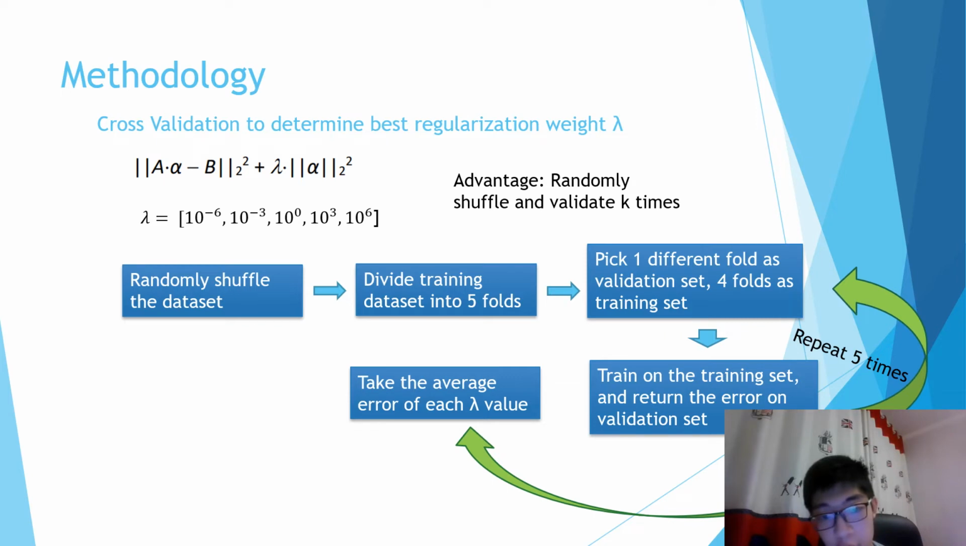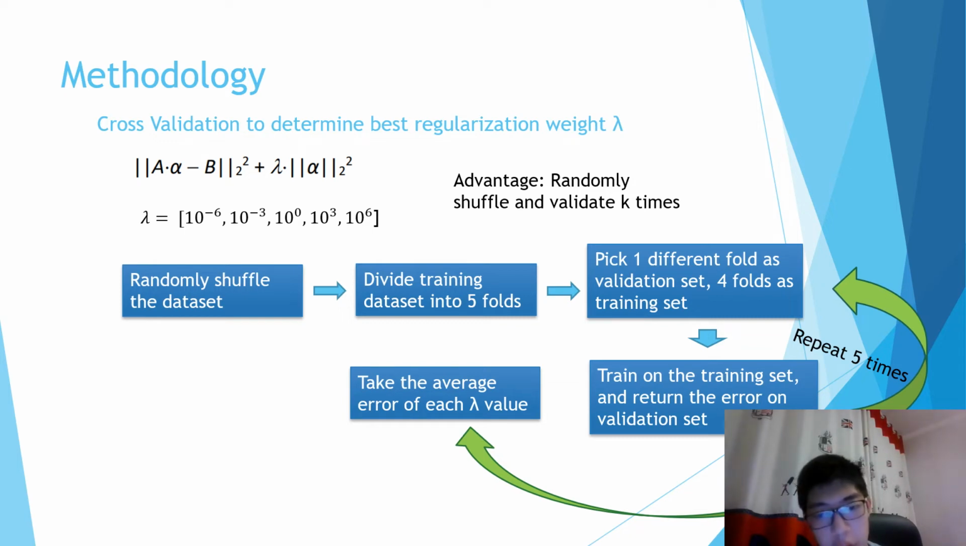We first randomly shuffle the dataset and divide the training dataset into 5 folds. Here we just pick the number 5, and of course other numbers can be picked. You can pick 10, you can pick 8, and that doesn't matter. We pick one different fold each time as the validation set, and the remaining 4 as the training set. We train on the training set and calculate the error on the validation set, then repeat steps 3 and 4 five times until we iterate through all the folds.